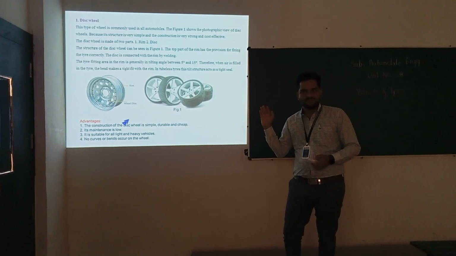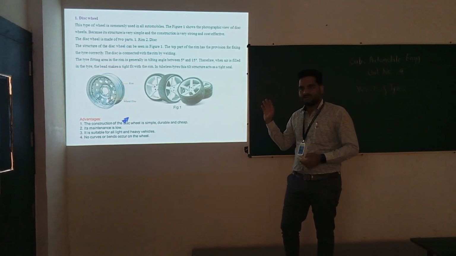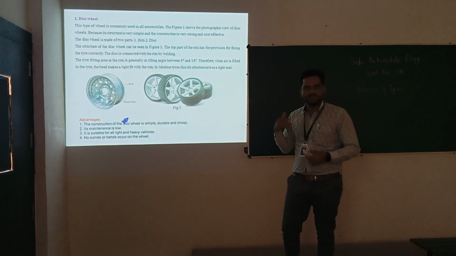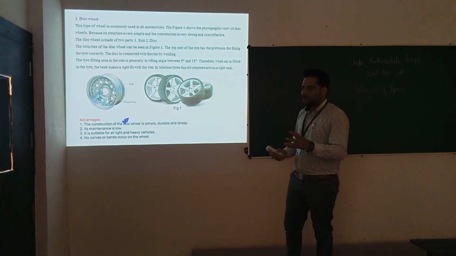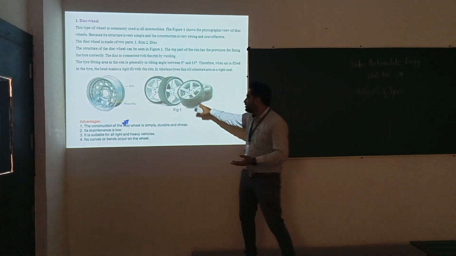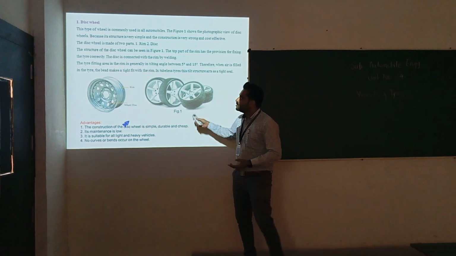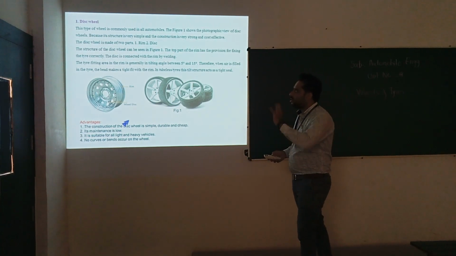Those are the general wheels that we have seen in the older vehicles. Now currently we are using alloy wheels in almost all the vehicles. So in disc wheels, there is a rim and a wheel disc. On the rim we are fitting tires. So what is the disc wheel? This type of wheel is commonly used in all automobiles.